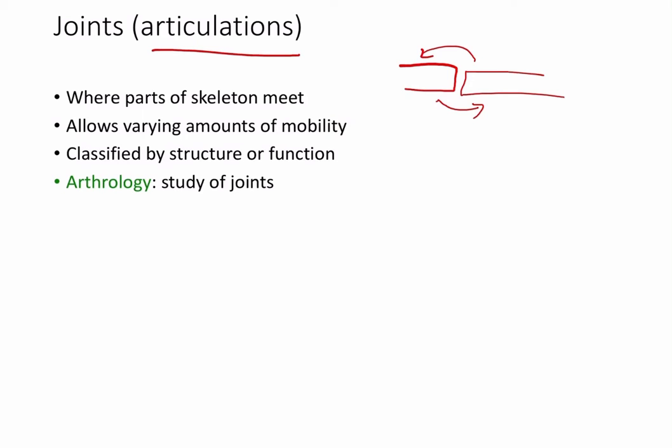So it's where parts of the skeleton meet and they have different amounts of mobility. So some can move a lot and some can move a little. And they're classified in a few ways. One is by structure or how they're put together, and the other one is function or how they move in the body and what their roles are. And the study of the joints is known as arthrology.